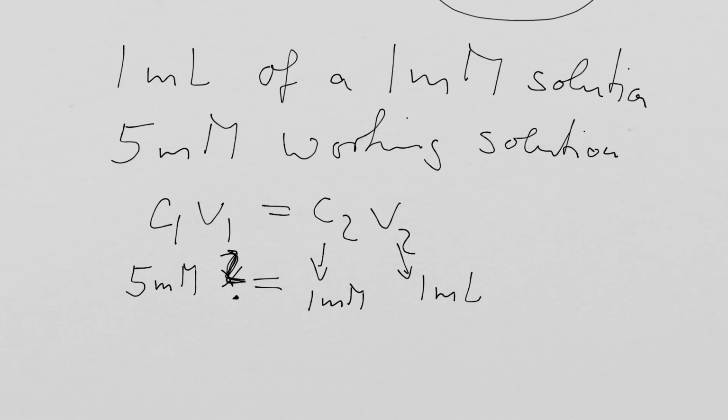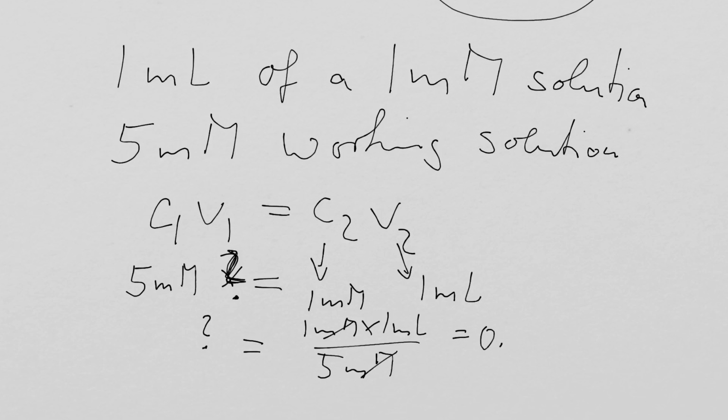So all we need to do is solve that for the question mark. Question mark is 1 millimolar times 1 milliliter divided by 5 millimolar. The millimolar cancels out. We've got a milliliter left. That's exactly what we want. And that gives us 0.2 milliliter. Again, practice makes perfect.